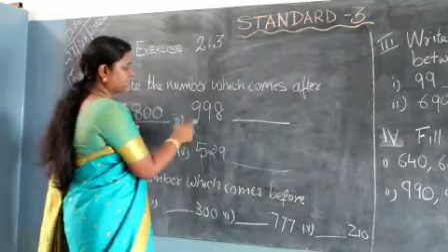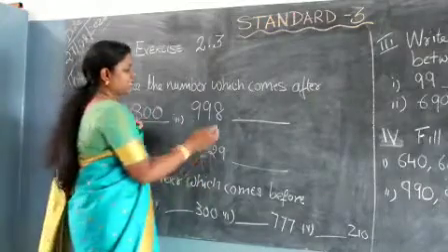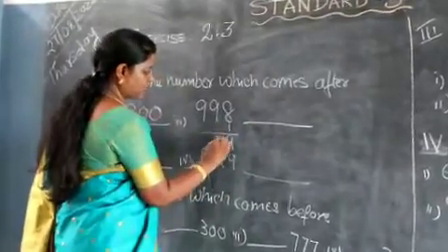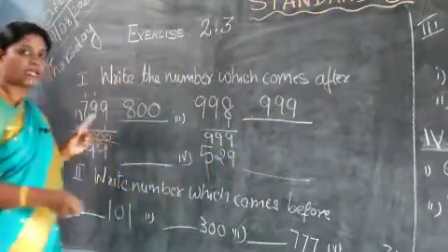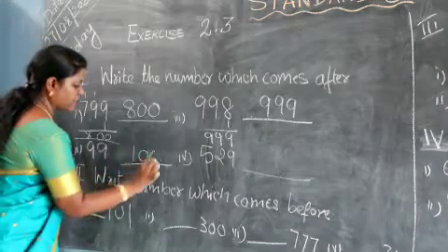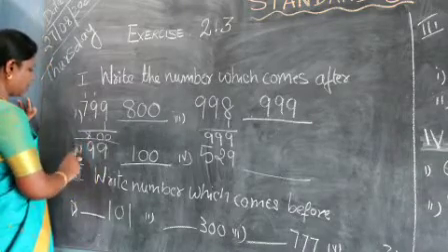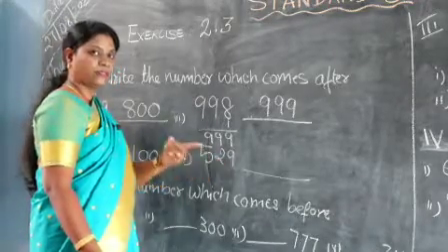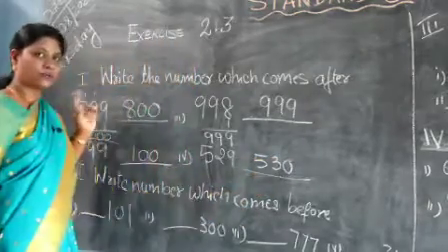The second question says 998. What comes after 998? When you add 1 to this, 8 plus 1 is 9, so the next number is 999. And after 99, what do you get? You all know it is 100. If you add 1 to 99, this becomes 10, carry 1, this becomes 10, carry 1, and then 1 comes here, it becomes 100. Next, 529. What comes after 29? 30. So 530 is your number after 529.